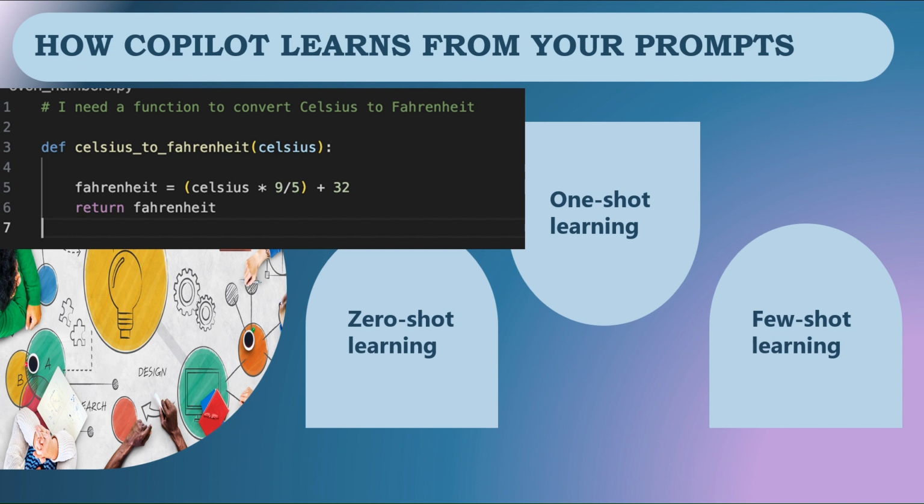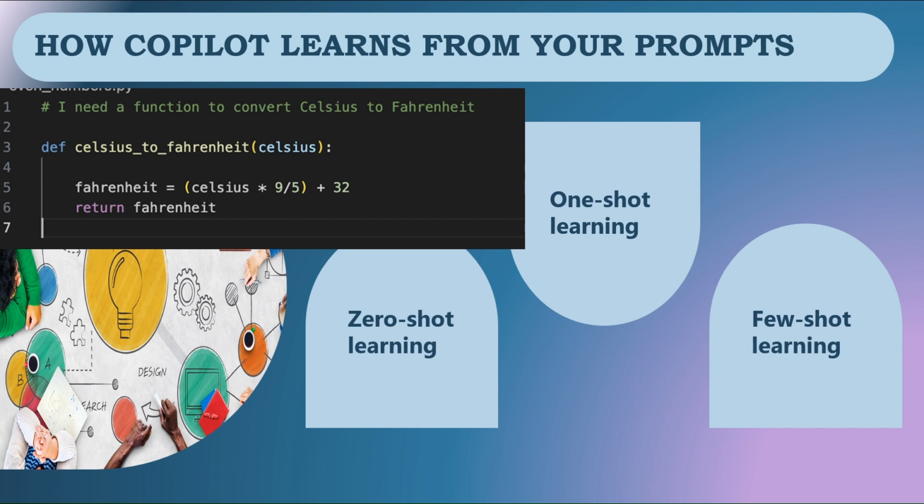For instance, suppose you want to create a function to convert temperatures between Celsius and Fahrenheit. You can start by only writing a comment describing what you want, and Copilot might be able to generate the code for you based on its previous training without any other examples.